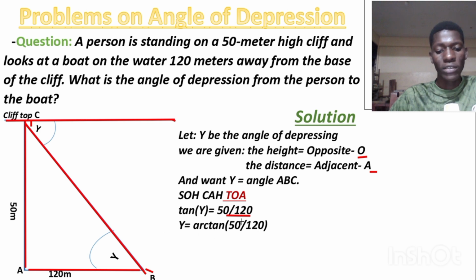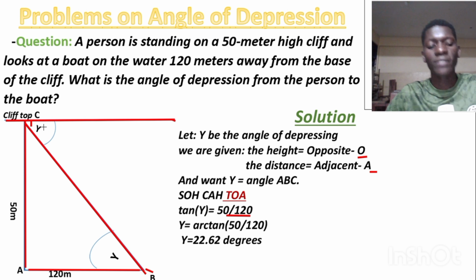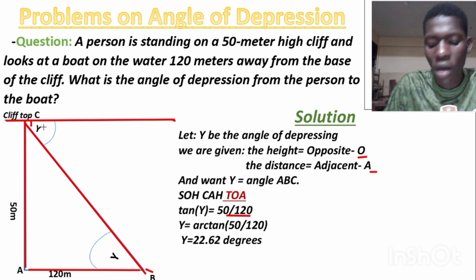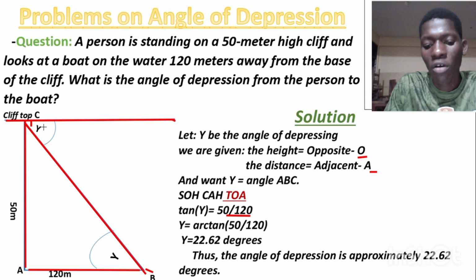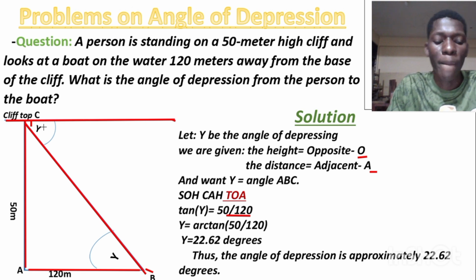So we can use our calculator to get this. So y should be equal to 22.62 degrees. The angle of elevation that is formed here is the same, so whatever is formed here should be here. So as far as we are having our y here to be 22.62 degrees, that means here too is 22.62 degrees. And this is telling us that our angle of elevation or depression is approximately 22.62 degrees.